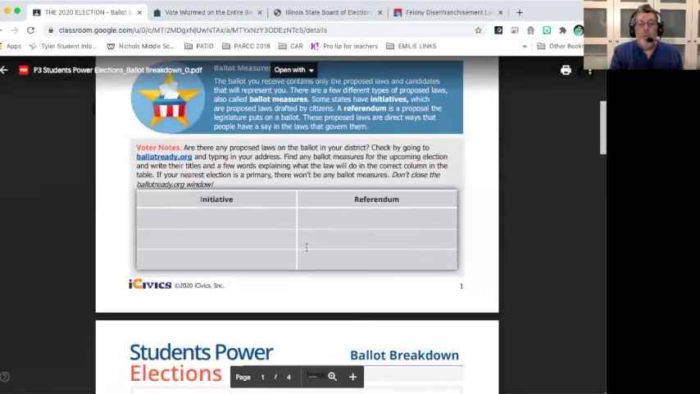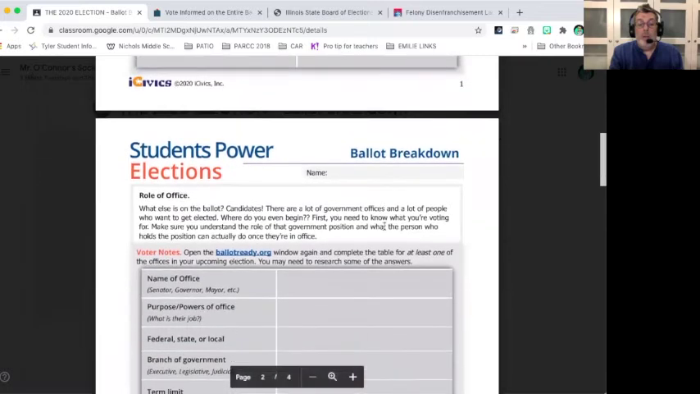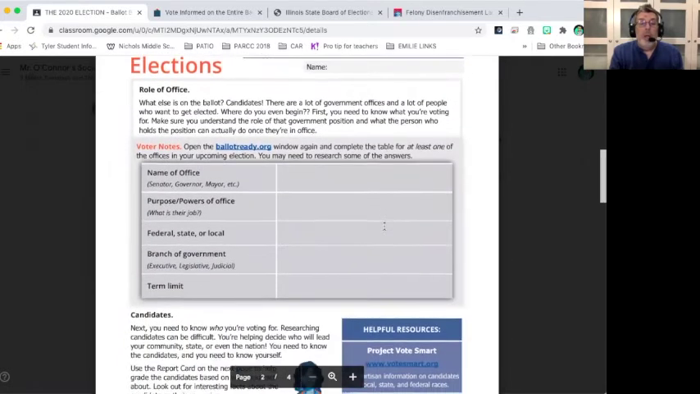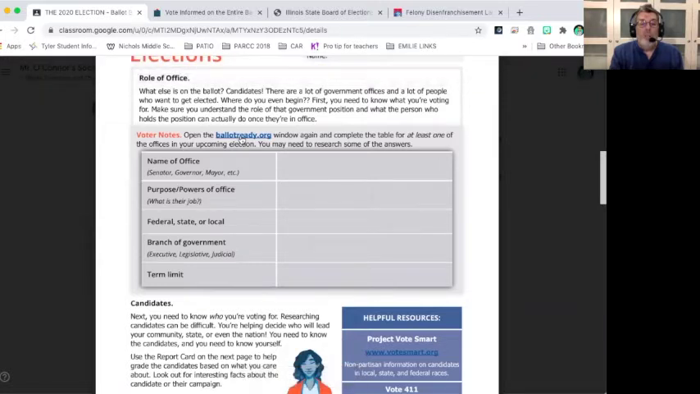So you'd put down it's a referendum because it's coming from Congress. You'd write out, you could say it's the Illinois income tax change. Here's the information for the person in the offices that are up for election.